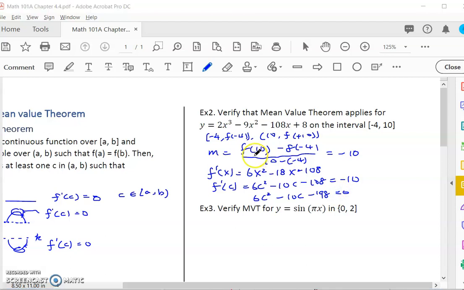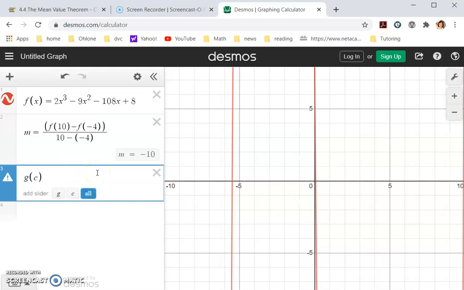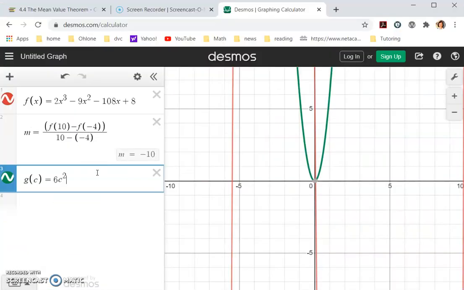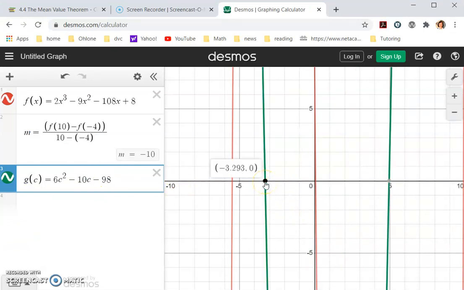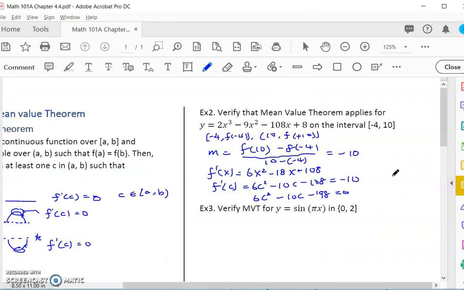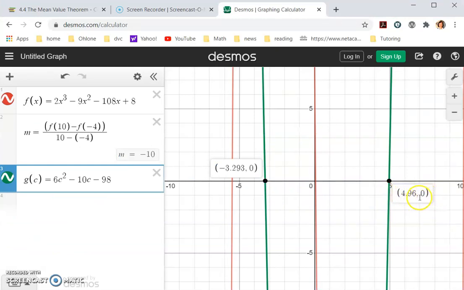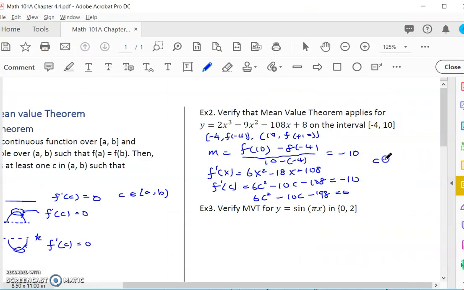Is it factorable? We can actually use the graph to do this. Let's say g of x equals 6x squared minus 18x minus 98. Is it solvable? The green one? Oh, it is negative 3.29 and positive 4.96. So there's two numbers actually. C is equal to 4.96 and also C is equal to negative 3.29. Both of these are within negative 4 and 10. So these C1 and C2 are inside the open interval negative 4, 10.